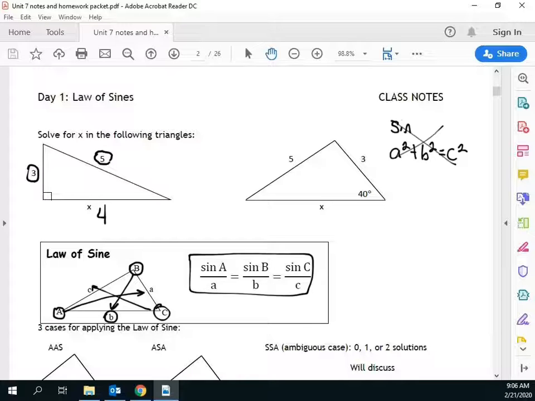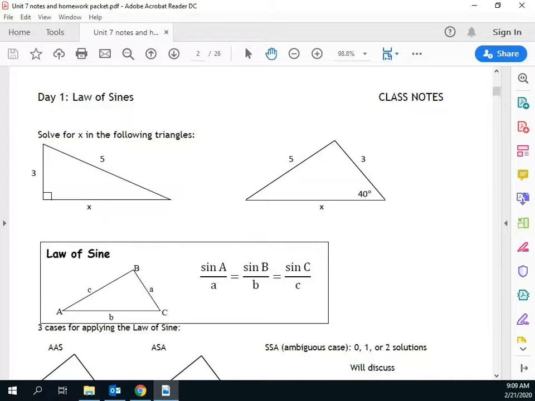So if we're looking at a problem, and let's say you're given sine A and B, well, you can go ahead and get rid of C if you need to. You only use the 2 that you need. You will not be using all 3 of them at once. Okay? So let's see what that looks like in an example.